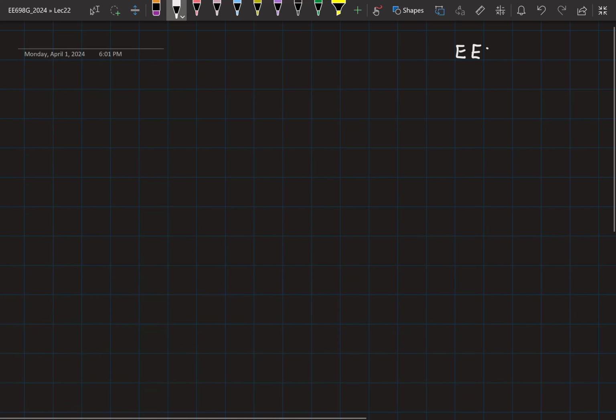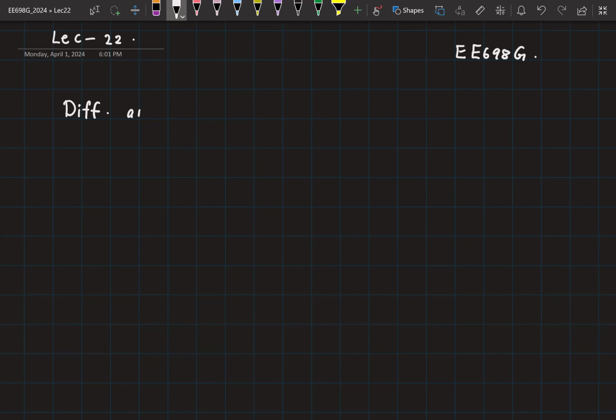So this is E698G, lecture 22. So let's now start with a differential amplifier with an LC tank load, right? And in doing this, our approach is the same as before.